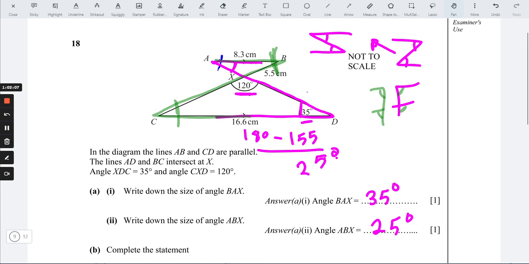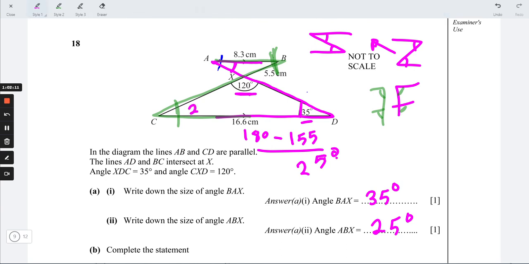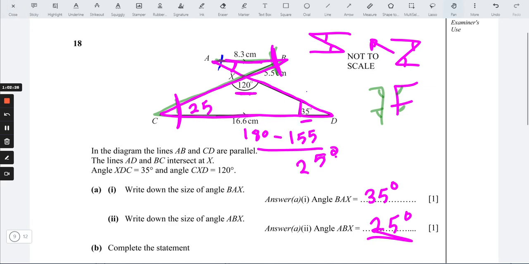As I said, 25 degrees for one reason. Here we have 25 degrees, and it makes a Z shape. That means this angle is equal to this angle, alternate angles. So they are equal, and they are equal to 25 degrees.